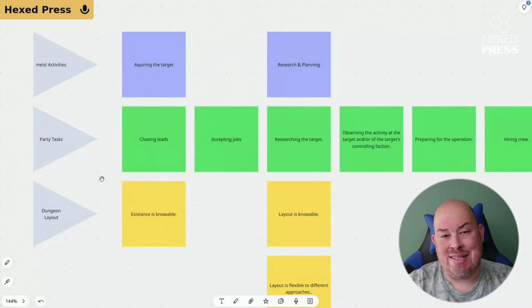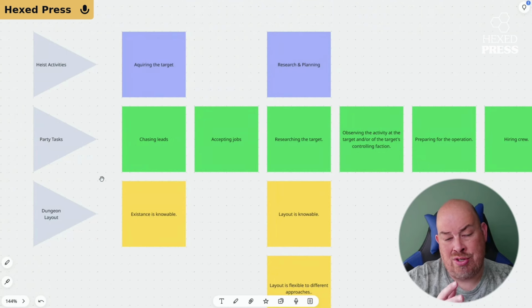So the first heist activity is usually the acquisition of the target. The party gets the job somehow. You can think about different movies. In the movie Heat, for example, the bank heist is a job that is delivered to Robert De Niro's character, or it's offered to him. He looks at it, decides to accept the price, and gets the job that way.